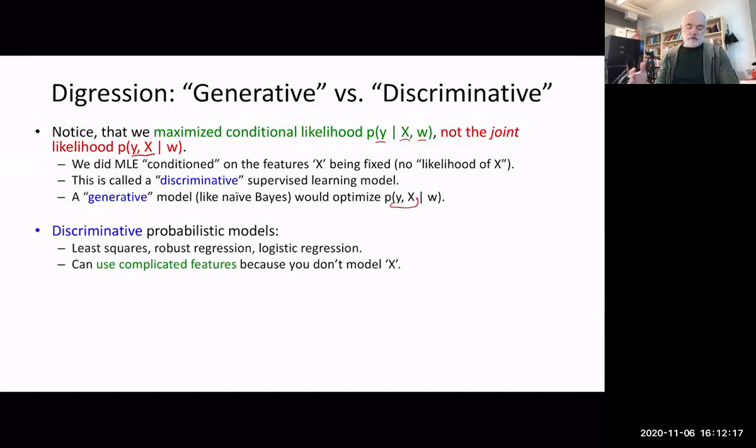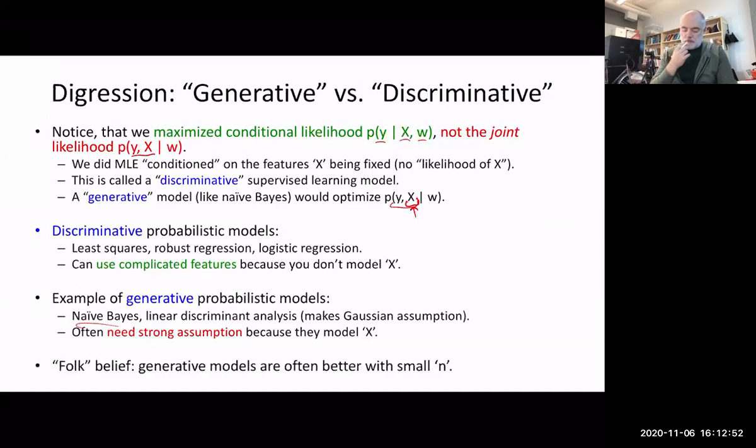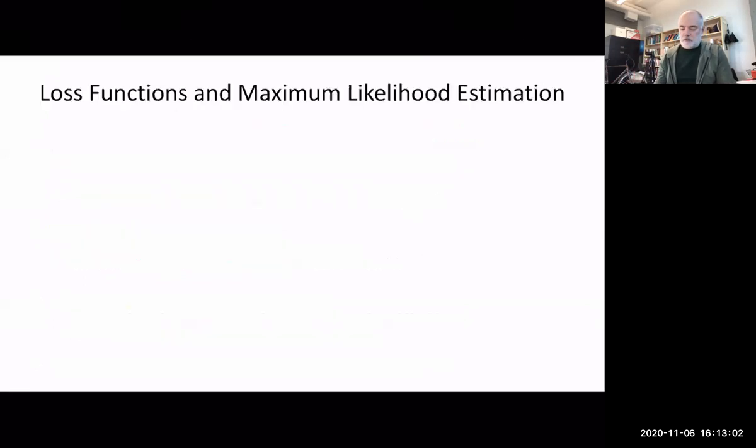Most of what we talk about in the class are discriminative probabilistic models: least squares, robust regression, logistic regression. And you can use very complicated features because you don't actually model them. If you think about the probability distribution over X, which we think about when we do naive Bayes, it's complicated. It's very high dimensional and very difficult to estimate and fit well. We do look at generative probabilistic models in the course, naive Bayes being the principal one. We'll talk about linear discriminant analysis maybe at some point. But we often need to make very strong assumptions because we explicitly model X, that we learn a probability model of the inputs. And a reasonable belief is that generative models often work better when you have a relatively small number of data points, small n.